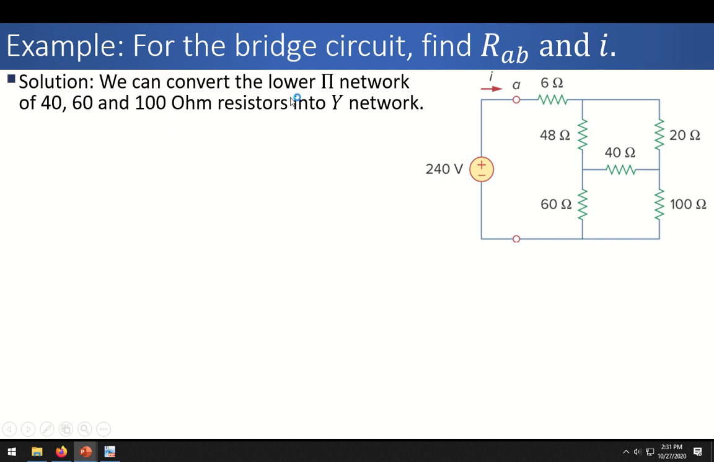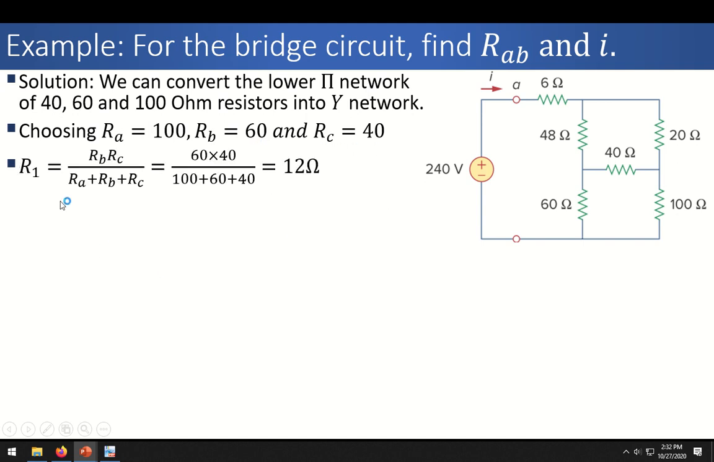So we can convert the lower delta, that is the 60, 40 and 100 ohm delta, into a Y network. We can see that this network consists of 40, 60 and 100 ohm in a pi or delta network. So we can select RA equal to 100, RB equal to 60 and RC equal to 40. So we can compute R1. R1 will be equal to RB RC divided by RA plus RB plus RC. In this case, RB 60 multiplied by 40 divided by 100 plus 60 plus 40. So this is 12 ohms.